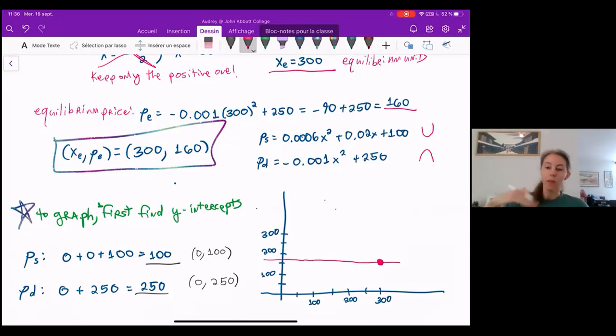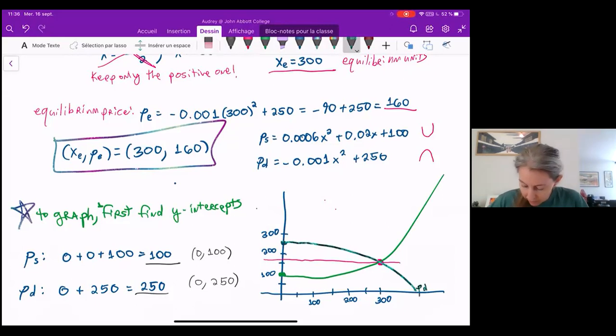I know I'm going to need to draw that horizontal line to separate producer surplus from consumer surplus. So I'm just going to do that to start. And then my y-intercept for my supply function is 0, 100. Now my supply function was a happy parabola, so I'm just going to draw that. Notice I wasn't perfect. I didn't think about exactly where it's going to start curving up. I just drew a happy parabola. Same thing with my demand function. My demand function, that y-intercept is 0, 250. And I know it's a sad parabola. So that's my demand function, and that's my supply function.